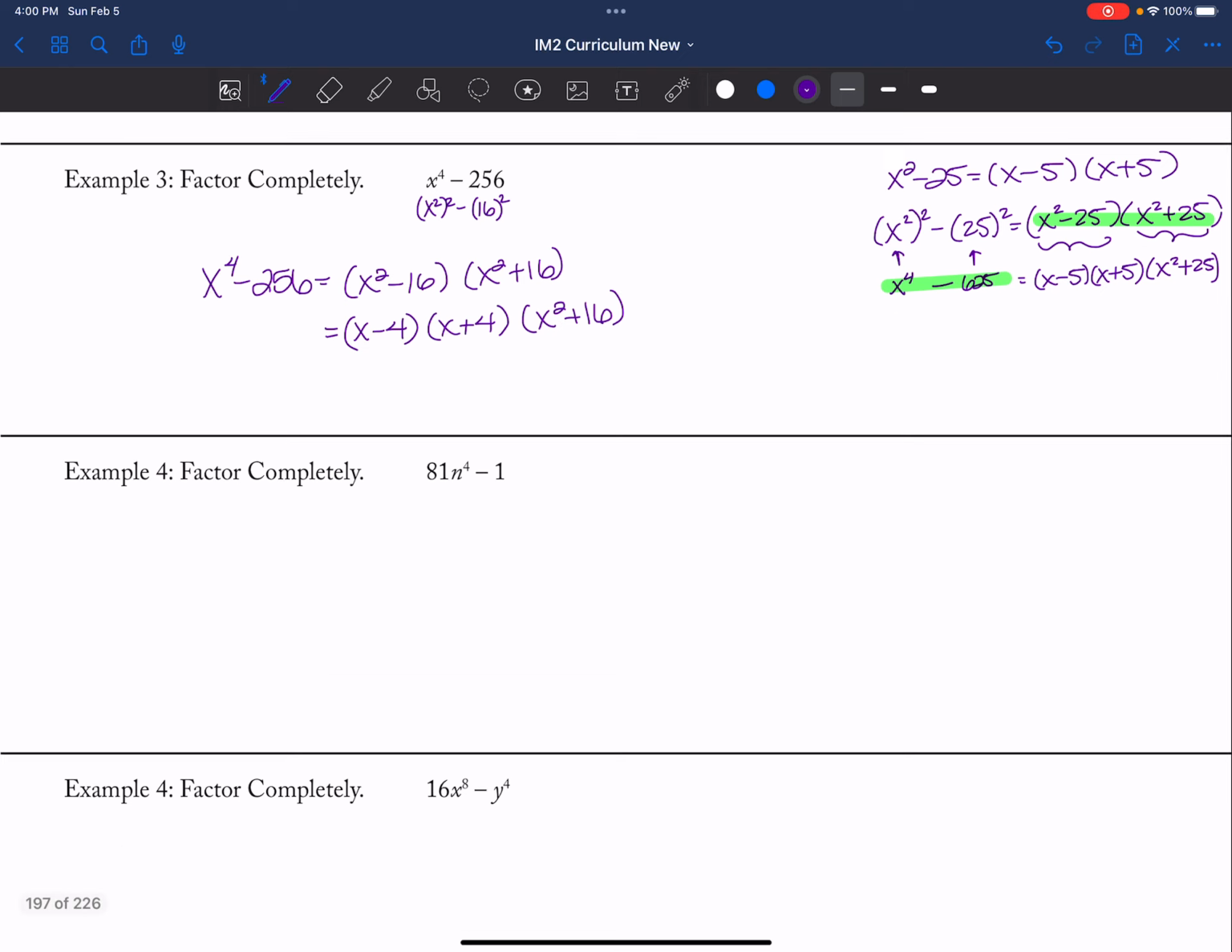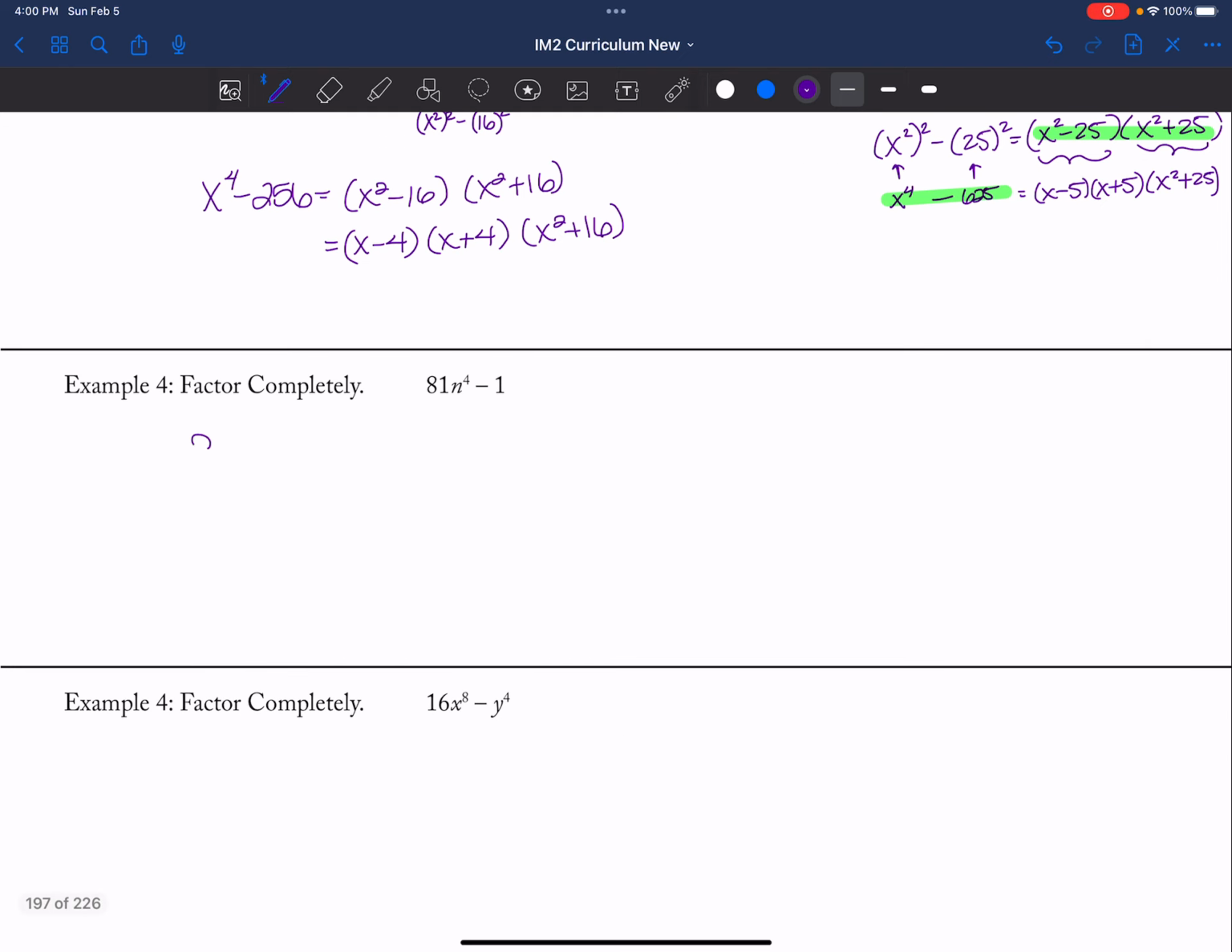Okay. Same thing here, 81 n to the 4th minus 1. So this would be 9n squared minus 1 and, 9 looks like an A, 9n squared plus 1. And then this subtraction, so this 9n squared minus 1 would factor to a 3n minus 1 and a 3n plus 1 because of difference of squares. And then I have 9n squared plus 1. Okay?